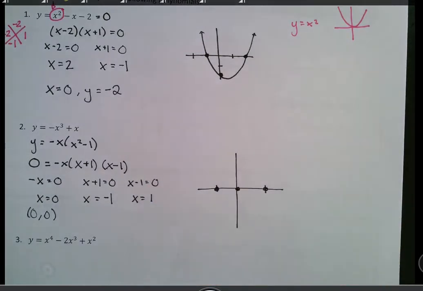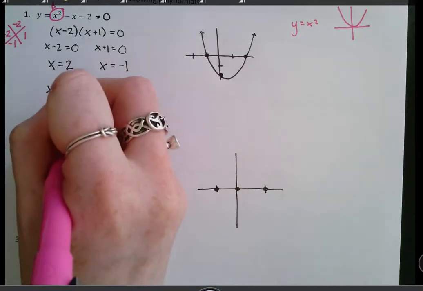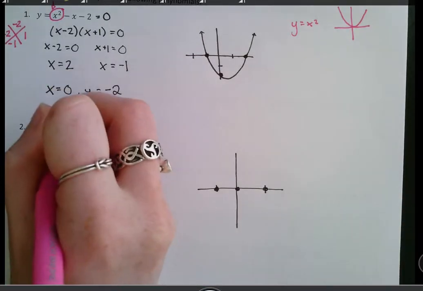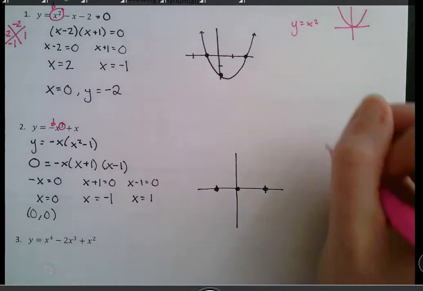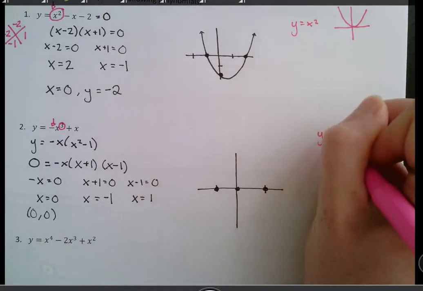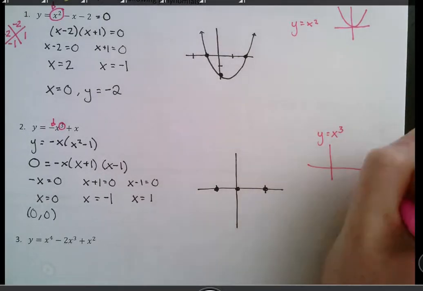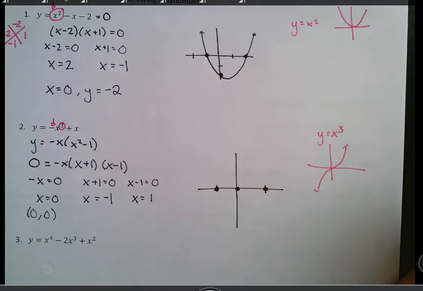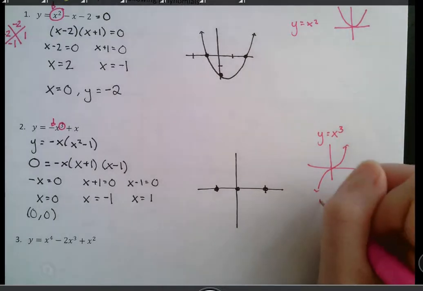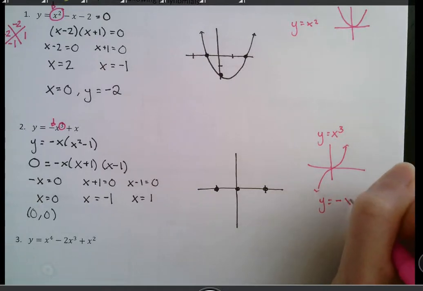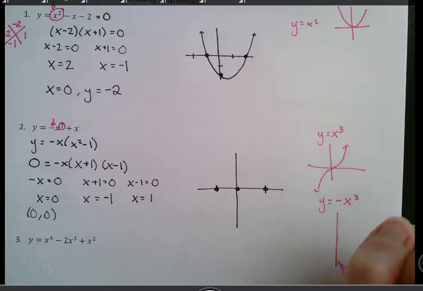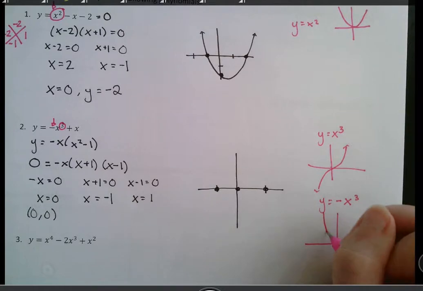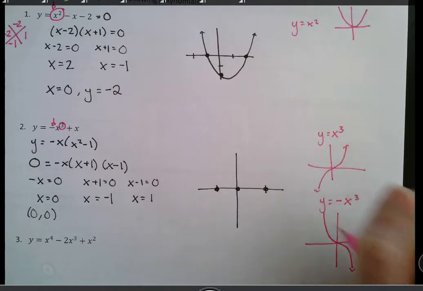Now we need to think about that parent function again. Well, this is a cubic, but it has a negative leading coefficient here. So normally we would say, okay, well, y equals x cubed. That's the graph. It looks like this. But we have that negative in front, so we need to reflect it. So we're really saying, hey, our parent function is a negative x cubed. So it's going to be the graph that comes down and goes like so.